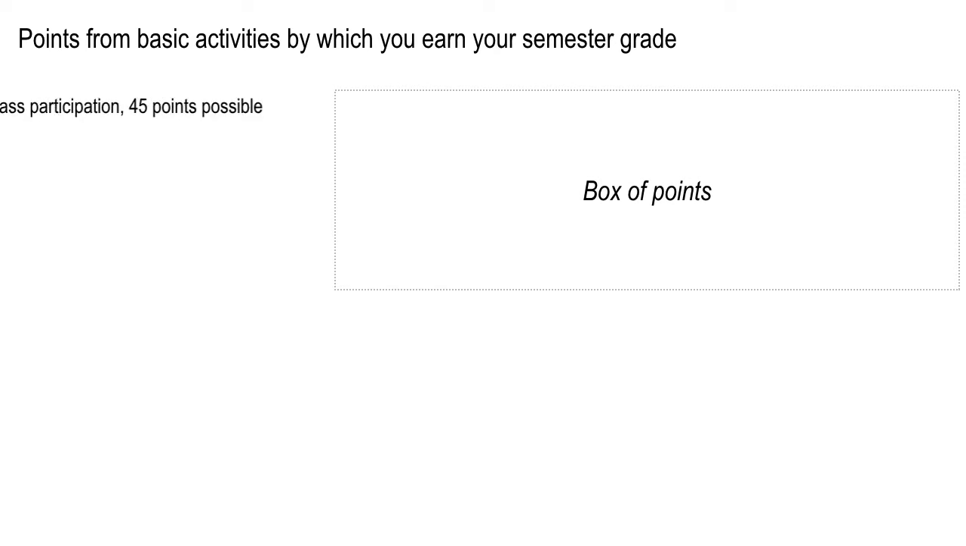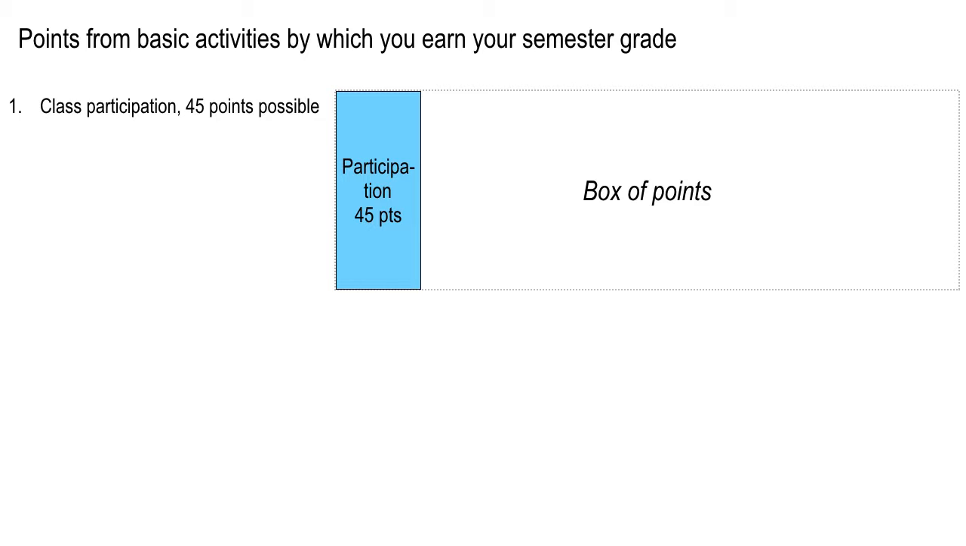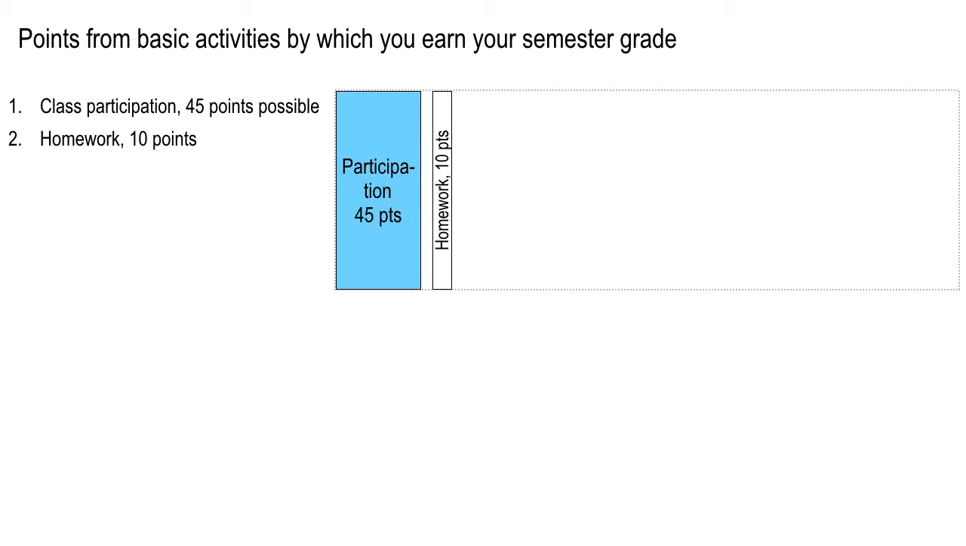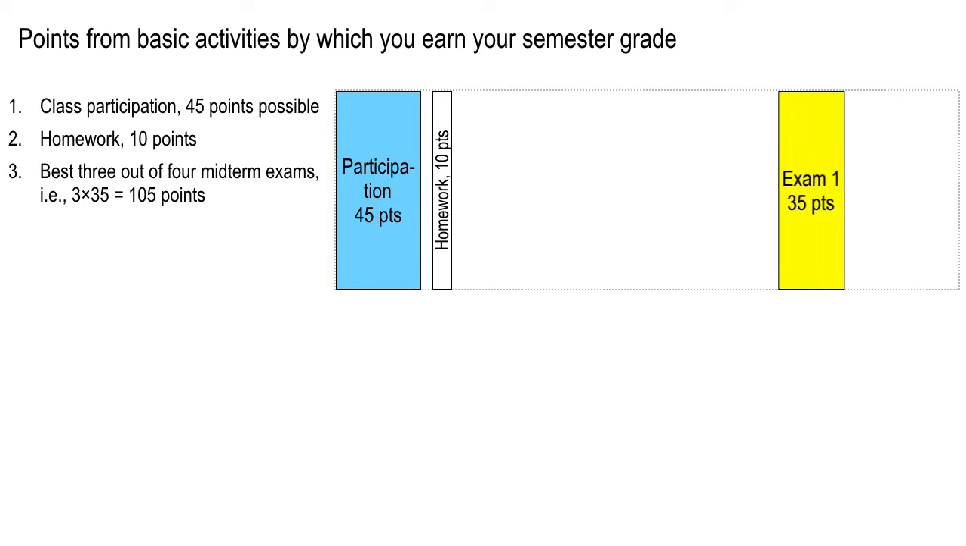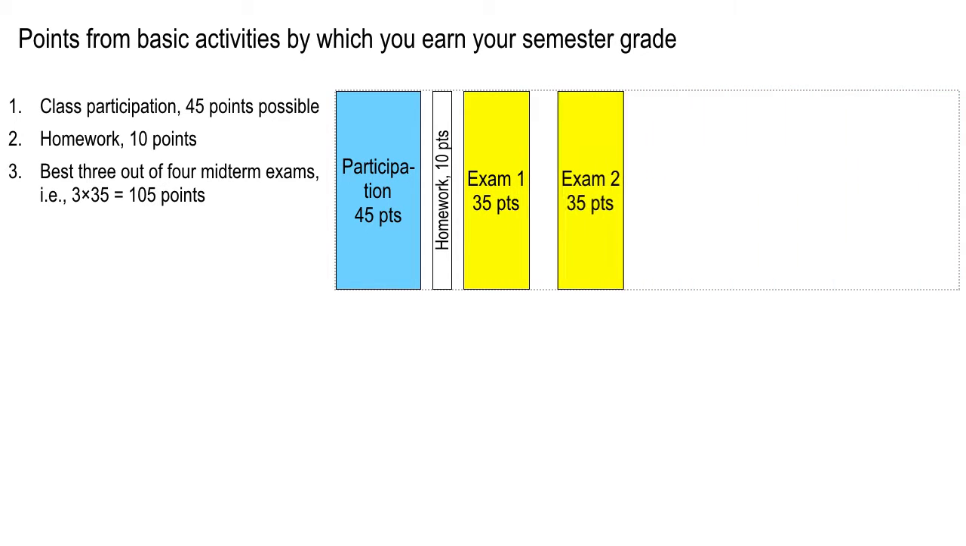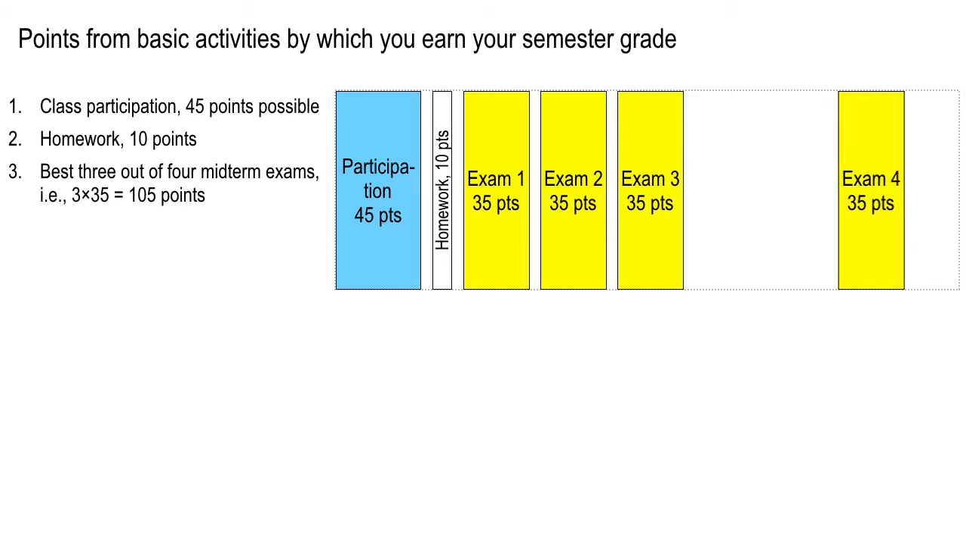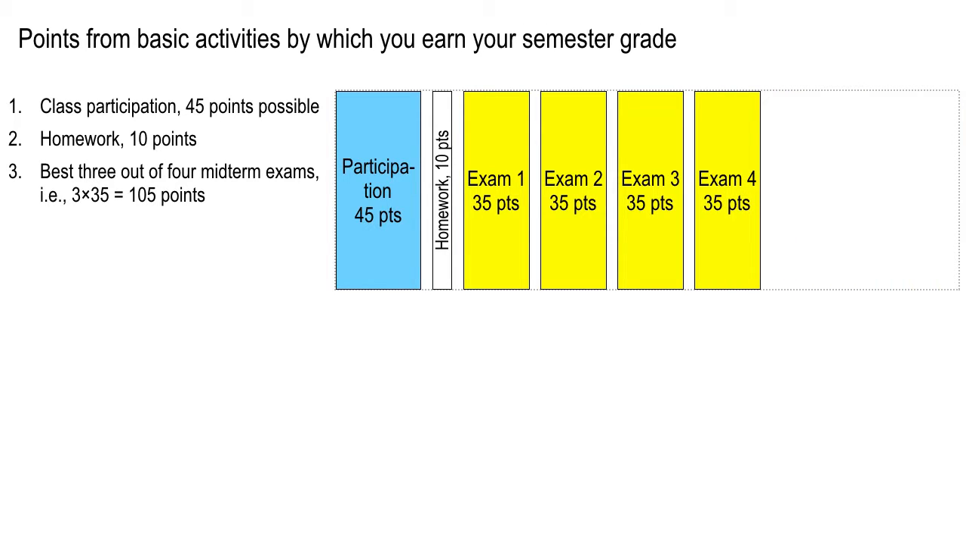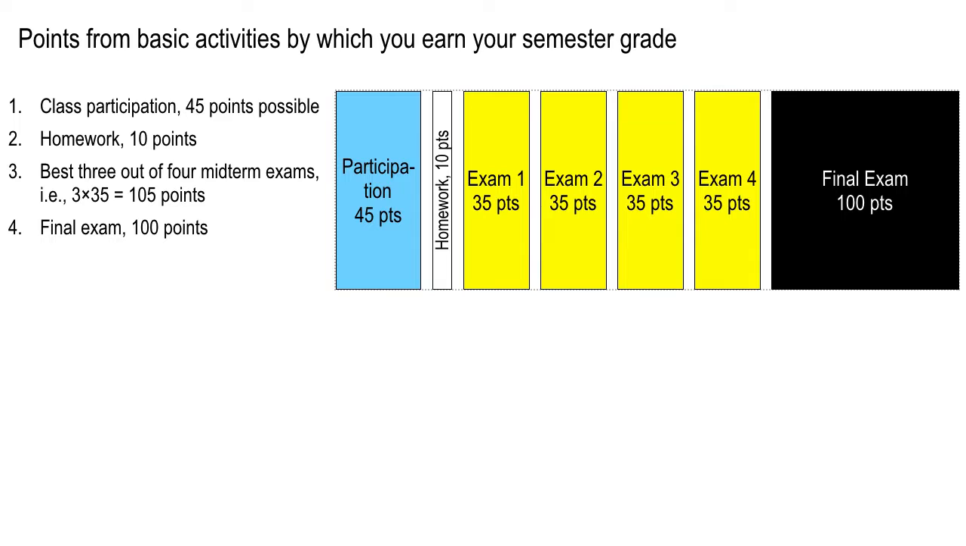So in our box of points for the semester, class participation is going to get us 45 points. And you can look at this on the syllabus. Homework, a little bit smaller, only 10 points. We're not going to have a huge amount of homework. Then best 3 out of 4 midterms. We'll have 4, we'll keep 3. And then of course we'll have the final. And that's a big 100-point final.